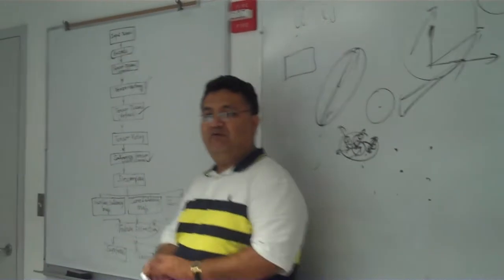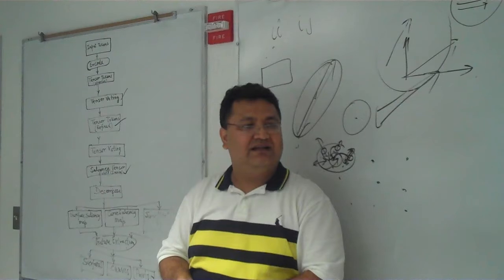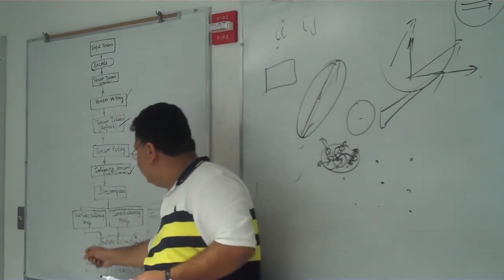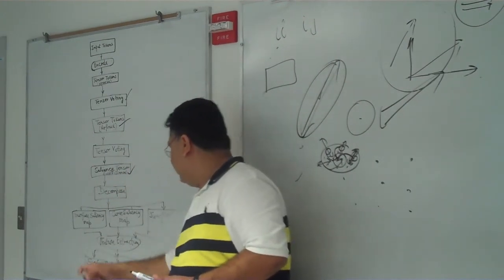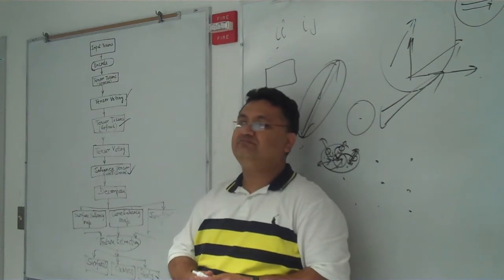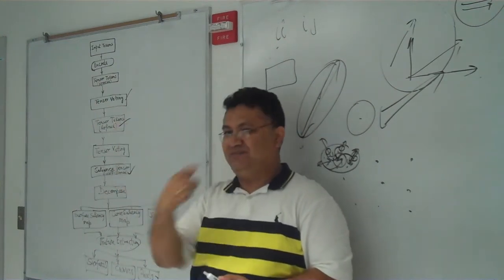Again tensor voting, it becomes dense. When every point's tensor becomes dense, then we can check whether it's a surface, curve, or a point. This is what I'm going to explain in these topics.